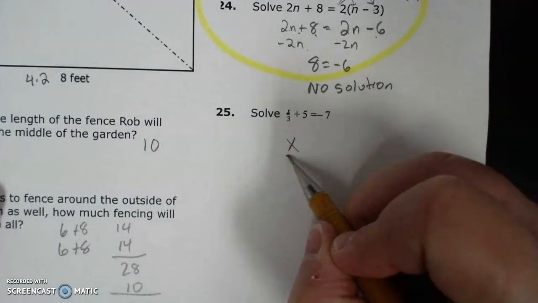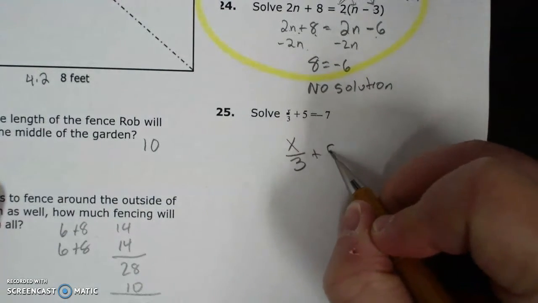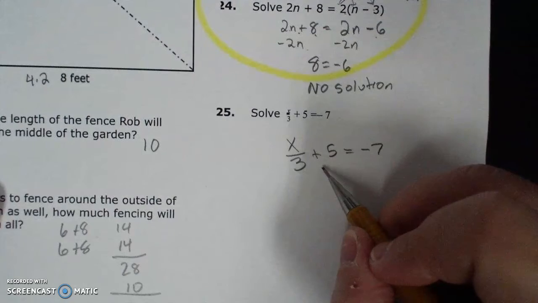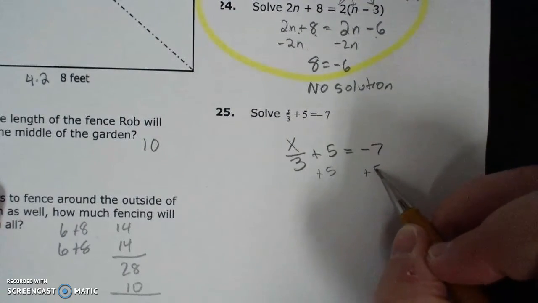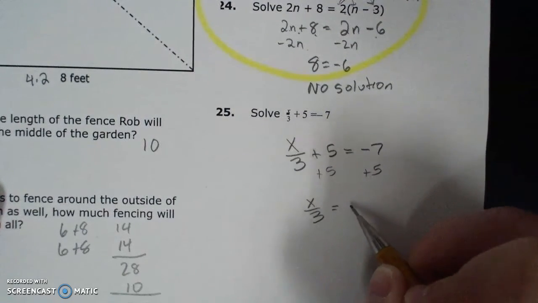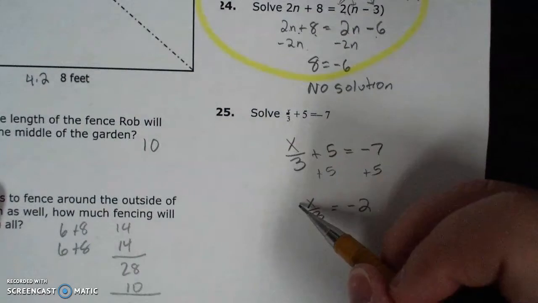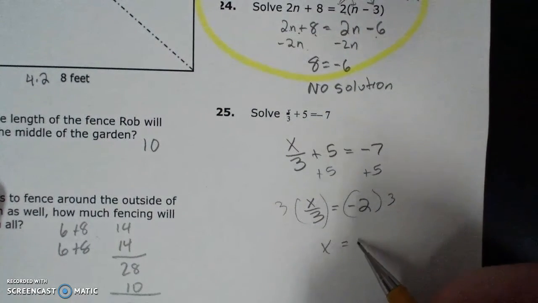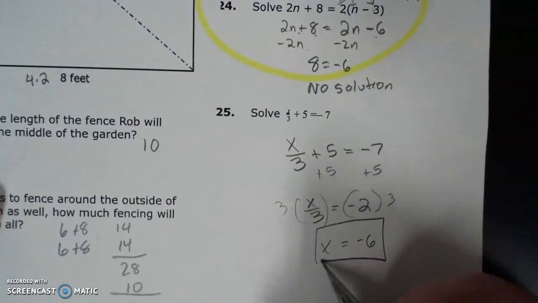Solve. I'm going to write this a little bit better. Bigger, 8 plus x over 3 plus 5 equals negative 7. I'm going to add 5 to both sides. X over 3 equals negative 2. I'm going to multiply by 3. X equals negative 6.